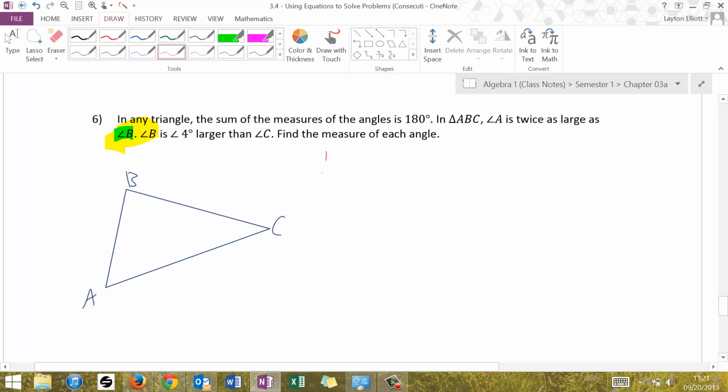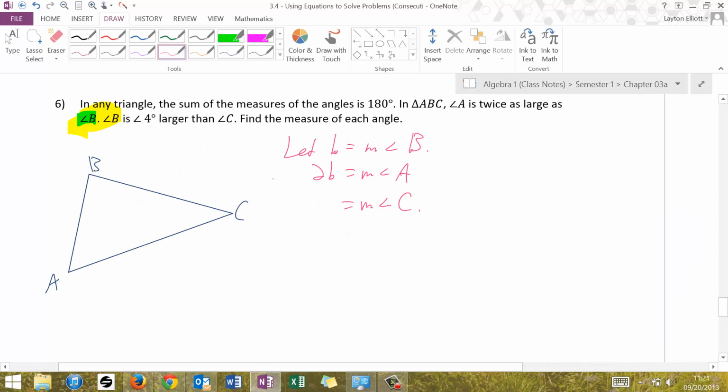And we're going to say, let B equal the measure of angle B. When I write it like that without using the word measure, it means measure. It's just a little geometry thing to save you some time. Angle A is twice as large as angle B, so the measure of angle A would have to be equal to 2B. Then when we have the measure of angle C, it says that B is 4 degrees larger than C.